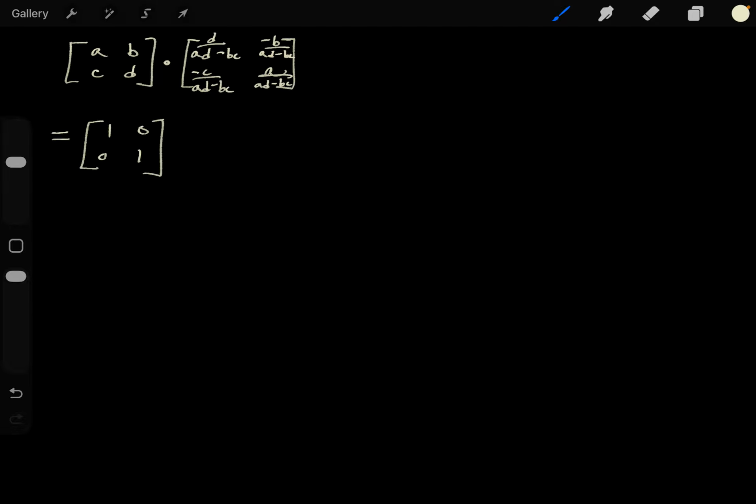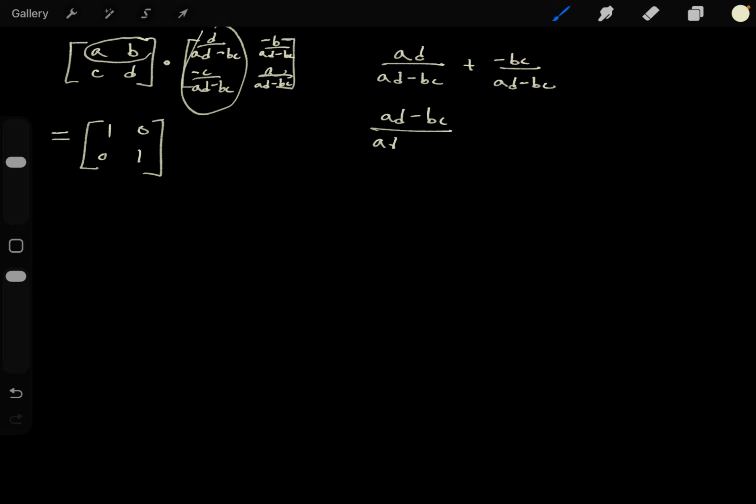Let's check. So I'm going to do this times this, or, multiply the row times the column. So it's A, D over, and this should be 1, right? AD minus BC, plus negative BC over AD minus BC. And then this becomes AD minus BC over AD minus BC, which equals 1. So we're good so far. That's good. Then the next thing that I need to check is that this should be 0.